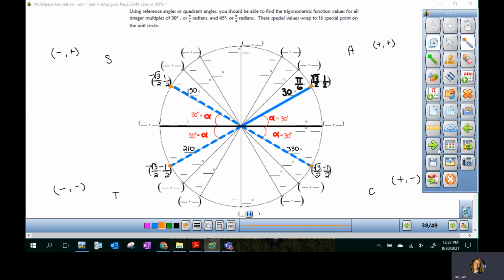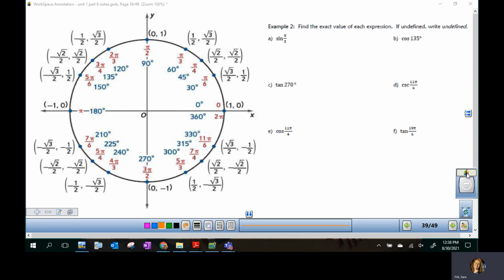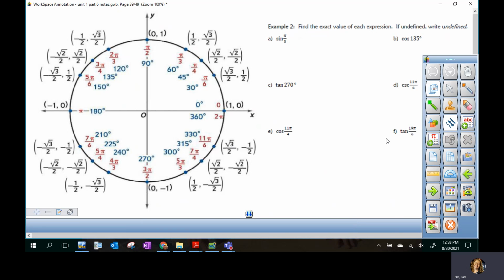Okay, so you got your unit circle all filled in. Now, how do I use that to answer trig questions? So this is the end of it. Here it is, all filled in. You can look at your blue one if that's easier for you to look at. If I am asked to find the exact value of each expression, I'm going to first find the angle. Where is that angle? And then determine what trig value, what I'm looking for in the ordered pair.